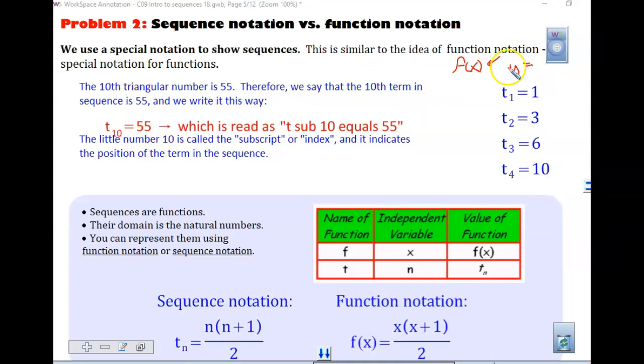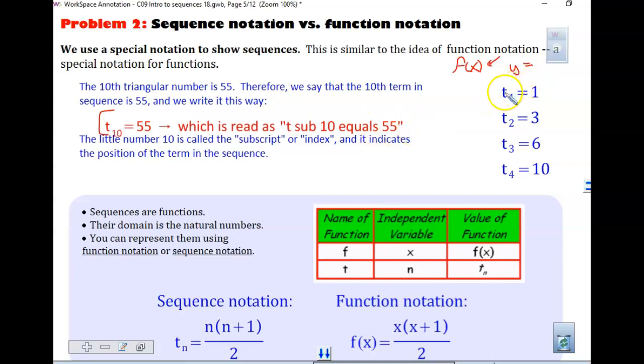When we look at sequence notation, it's going to give something like this. It says the 10th triangular number is 55. Therefore, we say the 10th term in the sequence is 55. They write it this way: T of 10, because it's the 10th number in the sequence, and it equals 55. We read it as T sub 10 equals 55.